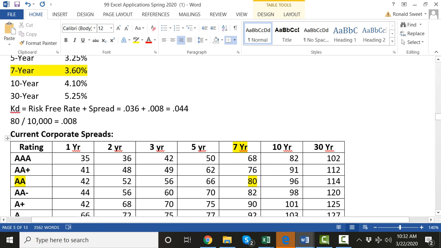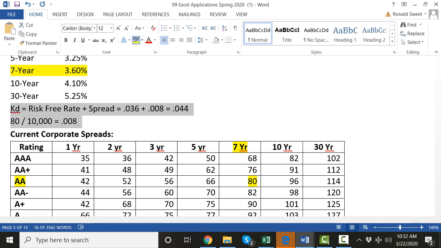All right, so that's how you'd work the KD. You can see on the other problems, it's very, very similar. On the exam, it'd be very similar. You just have to know to line up the year with the rating. That gives you the basis points. Line up the year with the treasury. That gives you the risk-free rate.